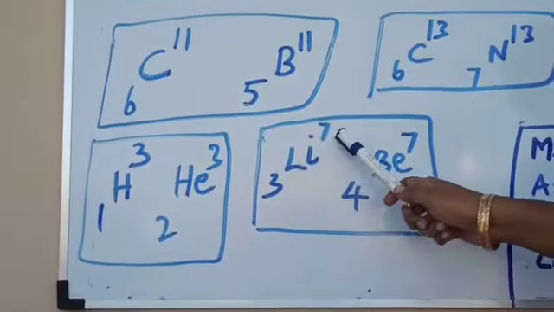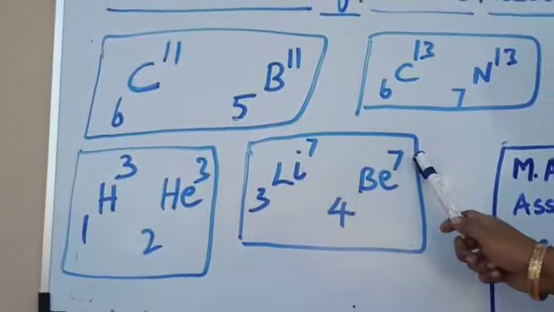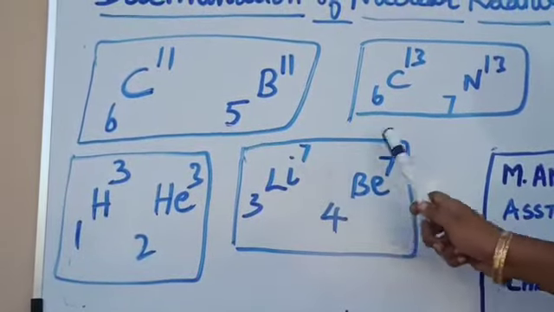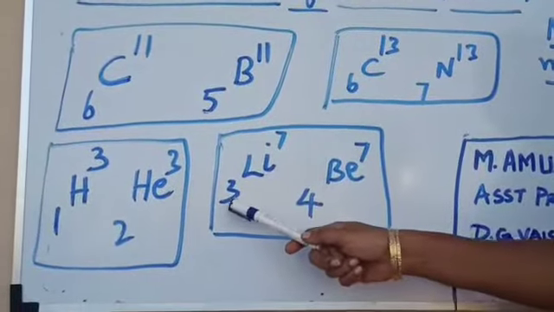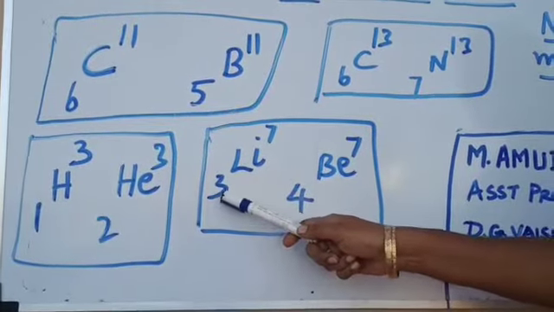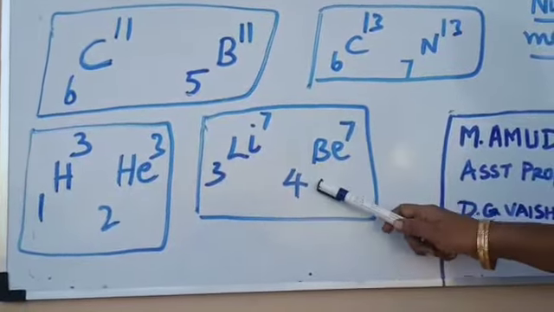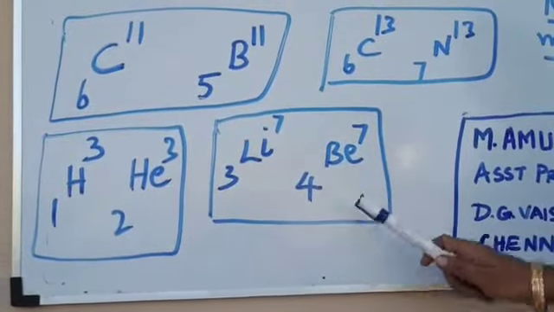Here, 7 for lithium as well as beryllium. The total number of protons and neutrons is 7, the same number. And the number of protons for lithium is 3, which is equal to the number of neutrons for beryllium. 7 minus 4, that is also 3.